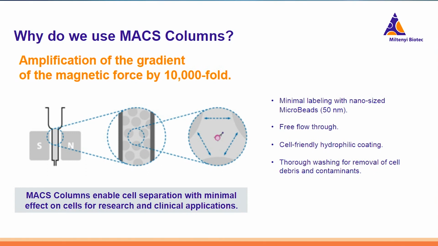Thus, minimal labeling of cells with tiny nanobeads suffices to retain target cells in the column. The iron spheres have a cell-friendly coating. Moreover, cells can run freely through the column and can be washed thoroughly to remove cell debris and contaminants. All these contribute to the fact that MACS columns allow cell separation with minimal effects on cells. And therefore, MACS columns are the best choice for cell separation with minimal effect on cells for translational applications.